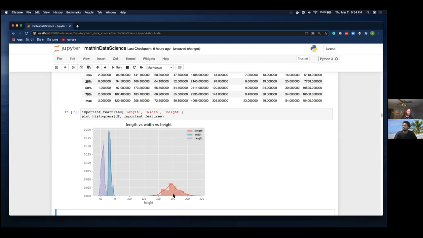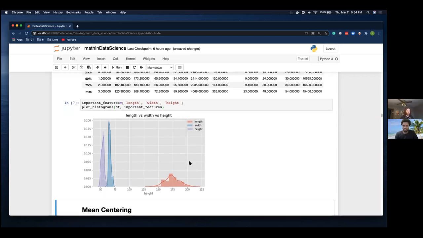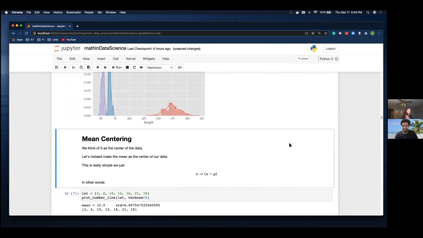Like length, it's in the magnitude of 125 to 225. Width is less than 75. Both of these are less than 75. So one thing I can do is what's called mean centering. And what this will do is make it a little bit easier to compare these different distributions. What it does is it takes each data point and subtracts the mean from it. And that'll make the mean of all three of these distributions zero.